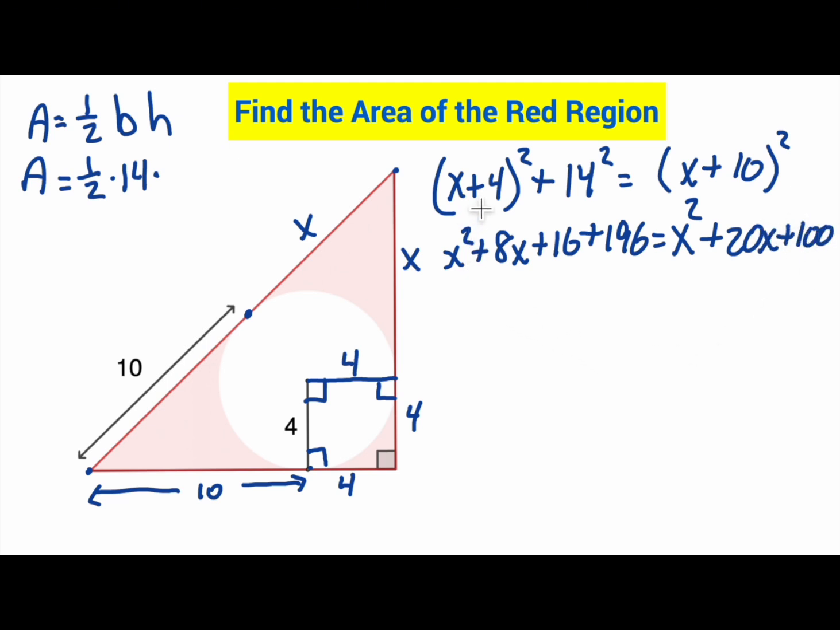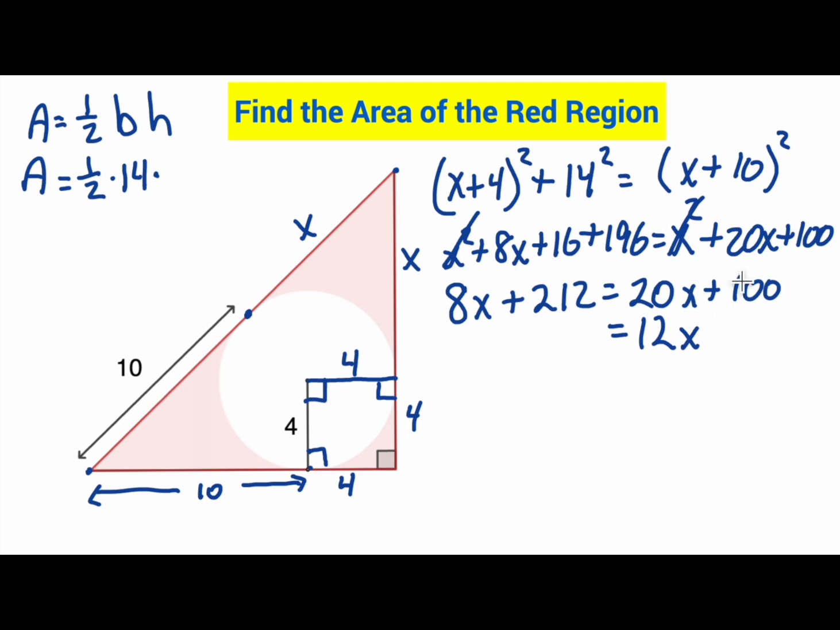Okay, now we're going to simplify. We have x squareds on both sides. 8x plus 212 equals 20x plus 100. We're going to move the x's to the right-hand side by subtracting 8x from both sides. This becomes 12x. And we're going to move the 100 over to the left by subtracting 100 from both sides. This is going to be 112. Divide both sides by 12. X equals 112 divided by 12. Reduce the fraction. X is equal to 28 thirds.